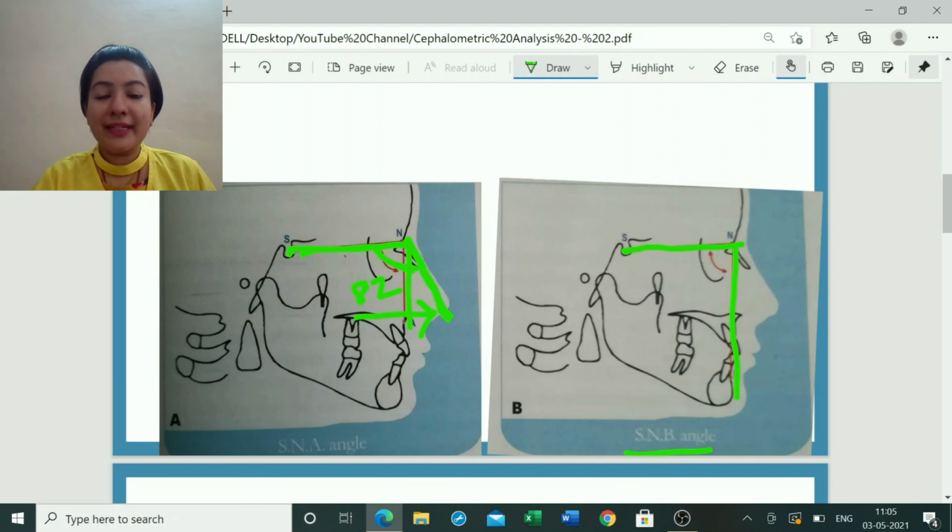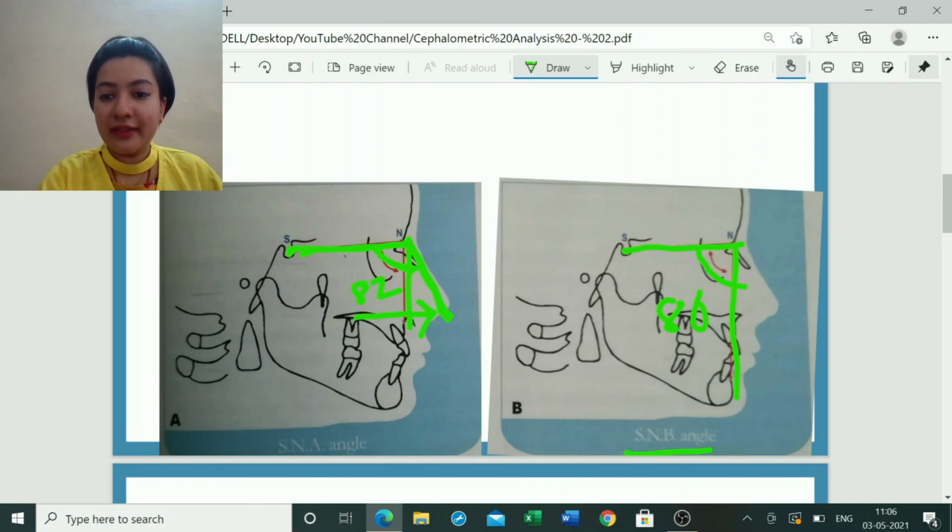When these two lines intersect, the inside inferior angle which we get is your SNB angle. Now B is related to the mandible. Let us assume that my maxilla is very normal. If my maxillary component is assumed to be normal, then in such cases, if my SNB value is more than the normal range, it indicates that my mandible is prognathic. Obviously this is the normal SNB.